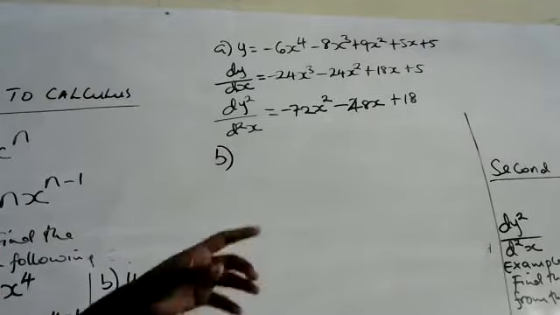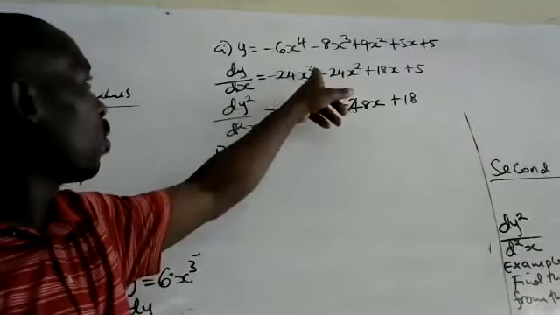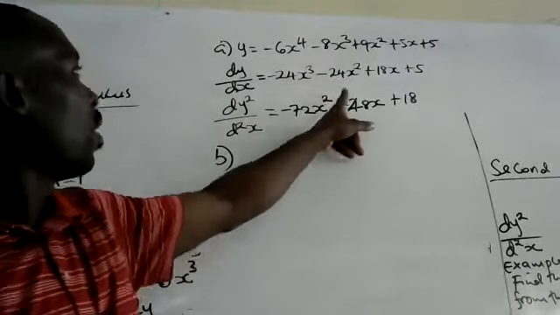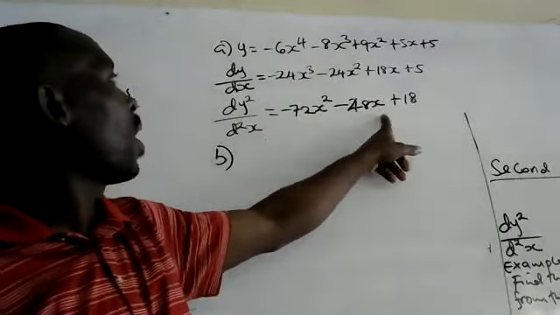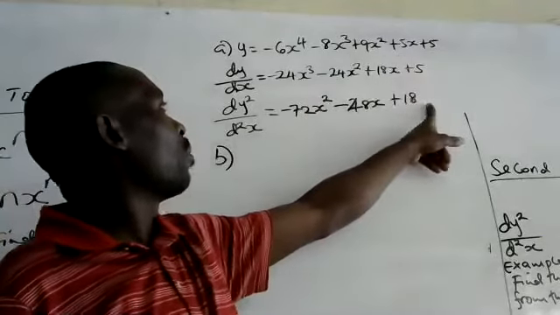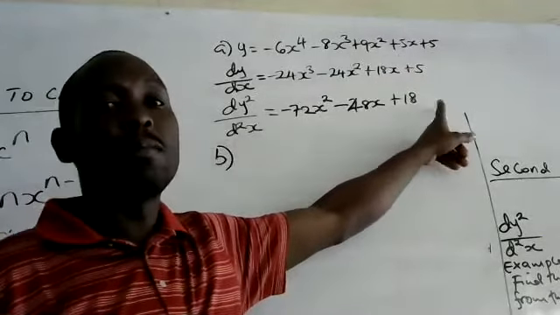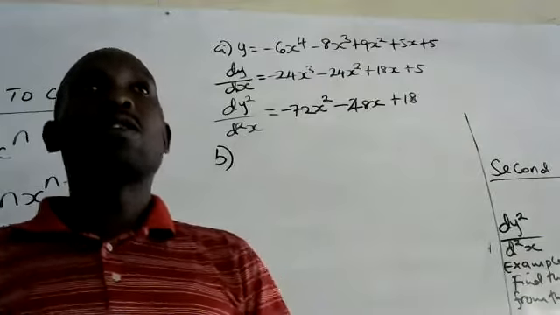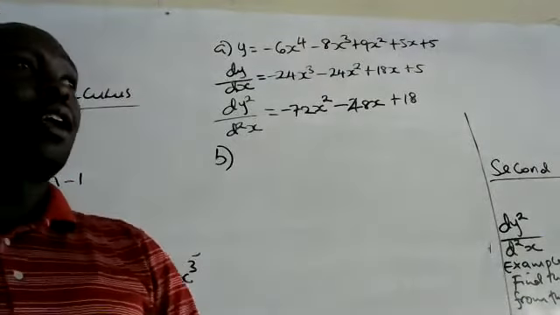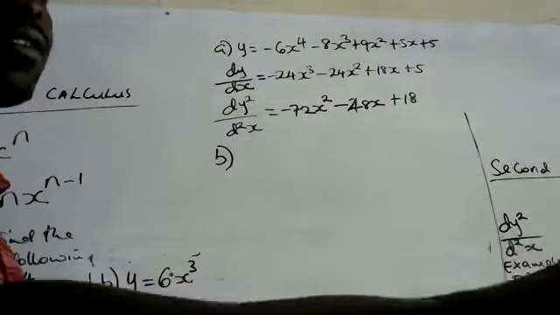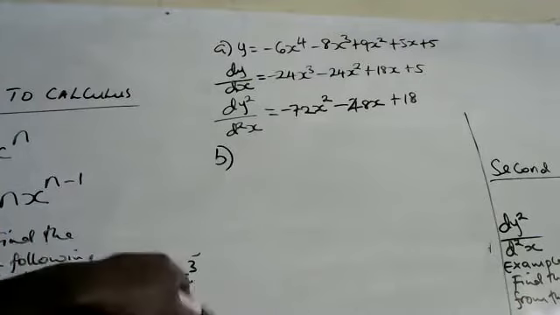The key thing you need, the power keeps on reducing. This one was power 3, it becomes power 2. This was power 2, it becomes power 1. This was power 1, it becomes power 0. But note that power 0 is the same as 1, and the 1 times the number that we have there is just that number. The powers keep reducing.